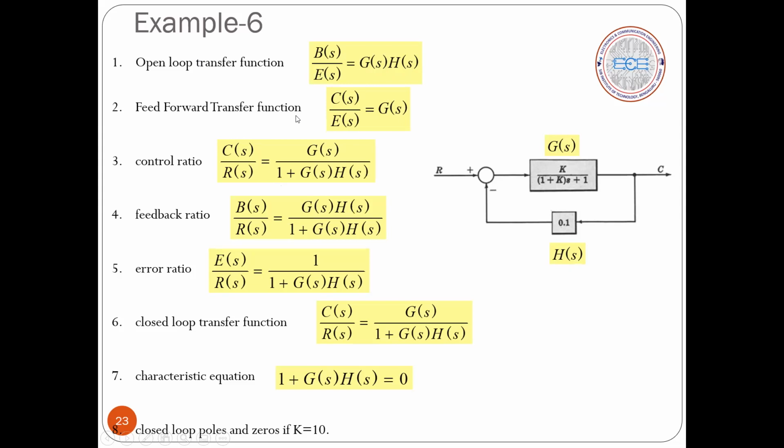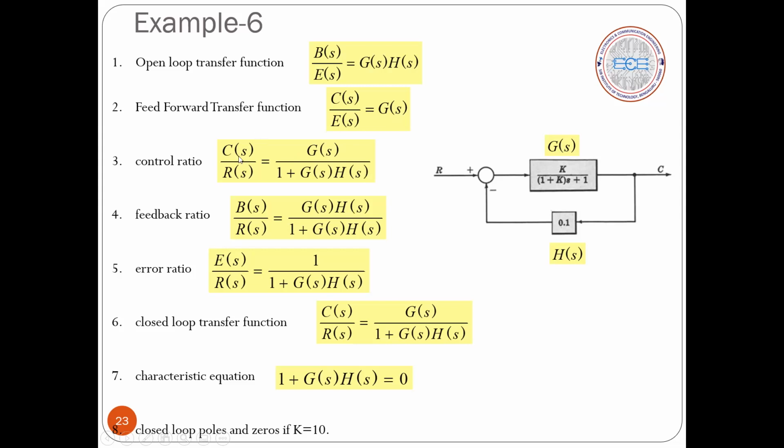What is a feed forward transfer function? It is C of S divided by E of S. C is here, and E is the output of the summer. E of S, which is nothing but G of S, that's what the equation says. So simply G of S is the feed forward transfer function.